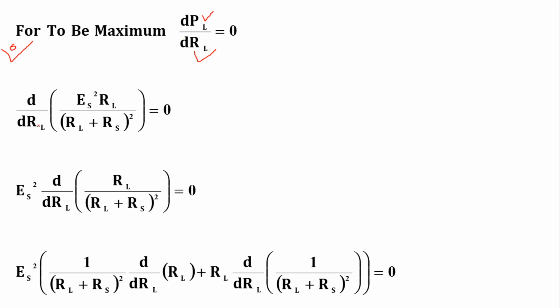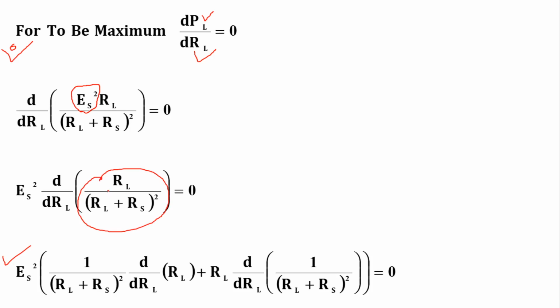So d by dRL, we put the value of PL, which is equal to ES square into RL divided by RL plus RS whole square. Now the EMF is constant, so we can write it outside of the differentiation. So ES square d by dRL of RL upon RL plus RS whole square is equal to 0. After simplifying, we will apply the multiplication rule of differentiation.